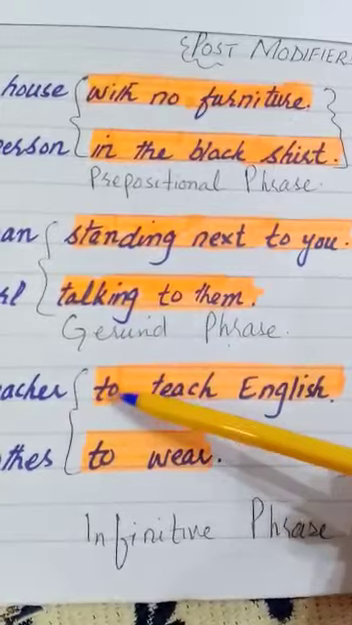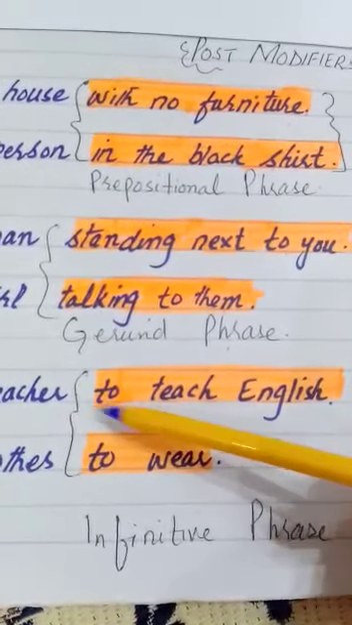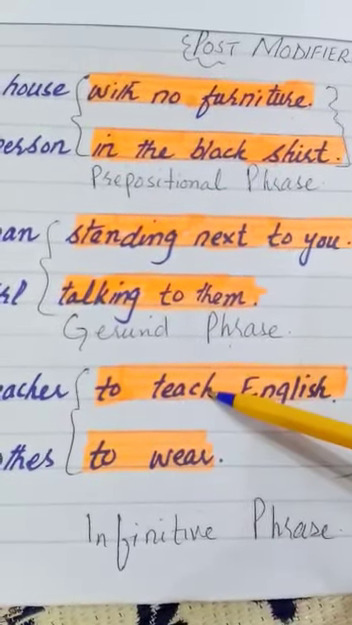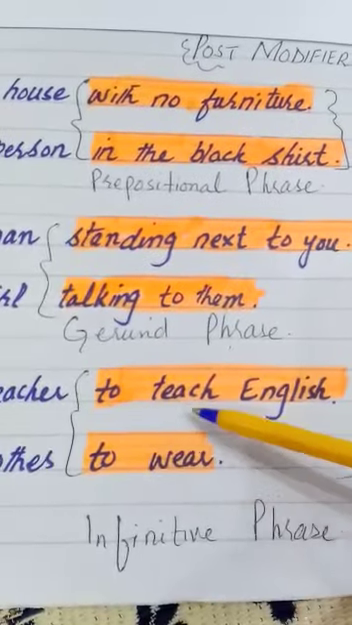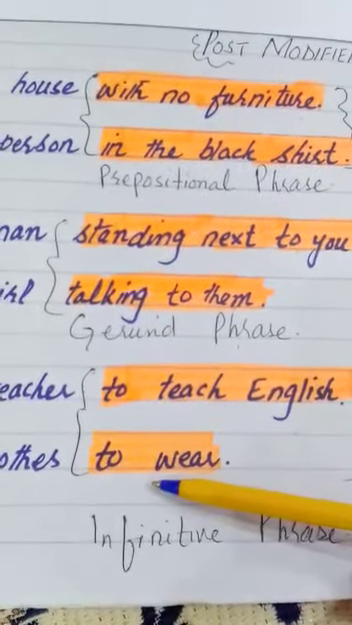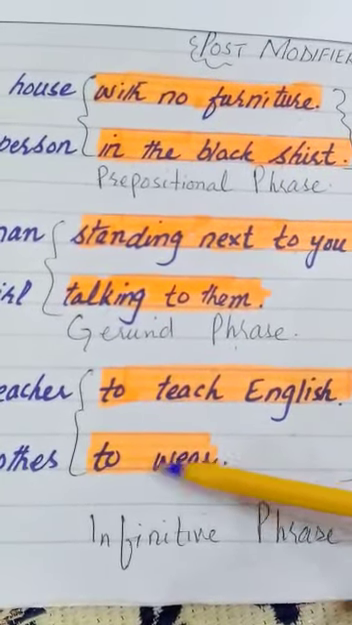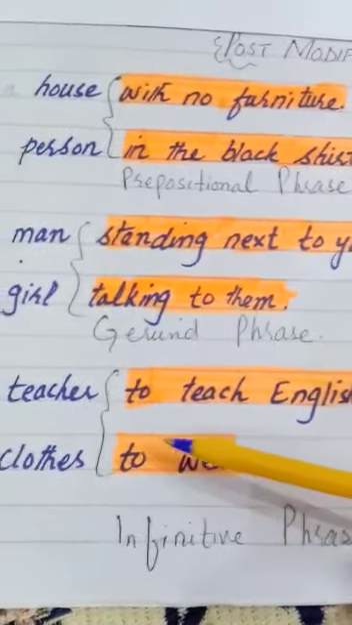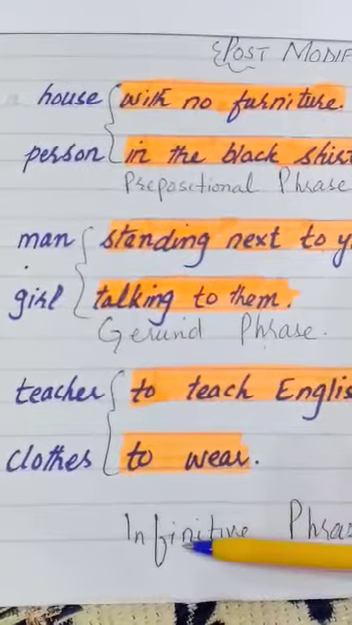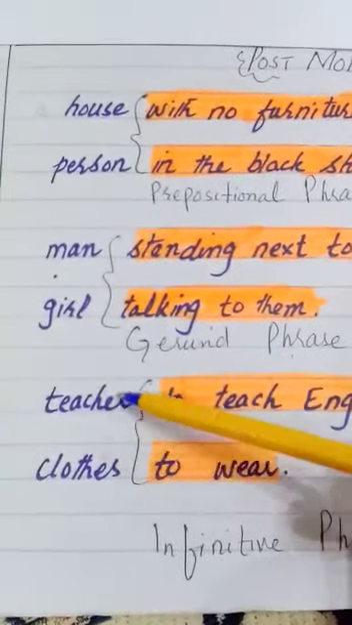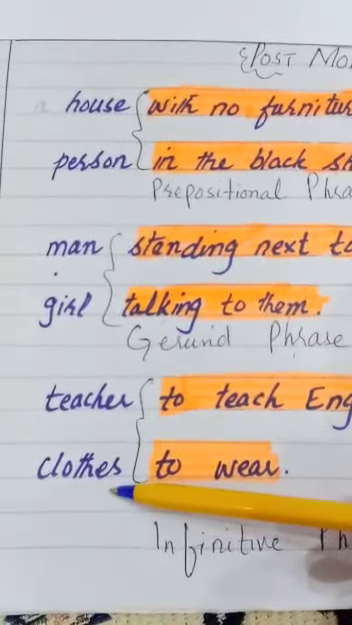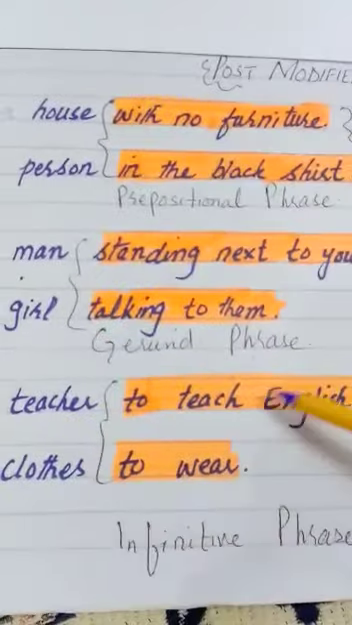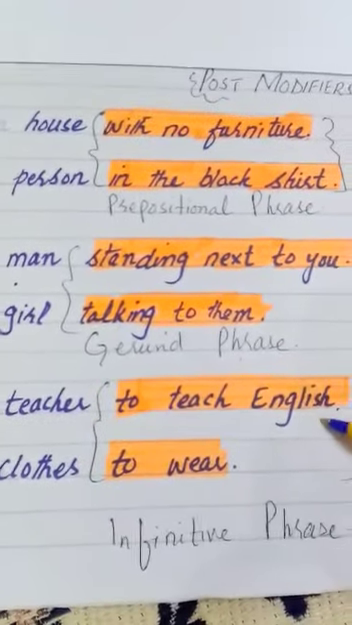If we put to and then a verb, teach, this teach is a verb, but when it comes after to it becomes an infinitive. Similarly, wear is a verb, but when it comes after to it becomes an infinitive. So post-modifiers, infinitive phrases added after the nouns teacher and clothes, are making noun phrases.